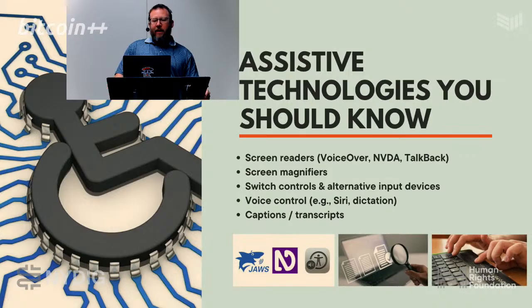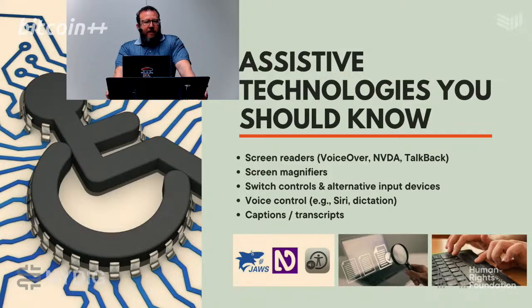Then there's screen magnifiers. Those do exactly what it sounds like, just magnifies the screen to different levels. Generally, you want to test at like 200% and 400% for the most common disability types that use screen readers or screen magnifiers. Then we have switch controls and alternative input devices.